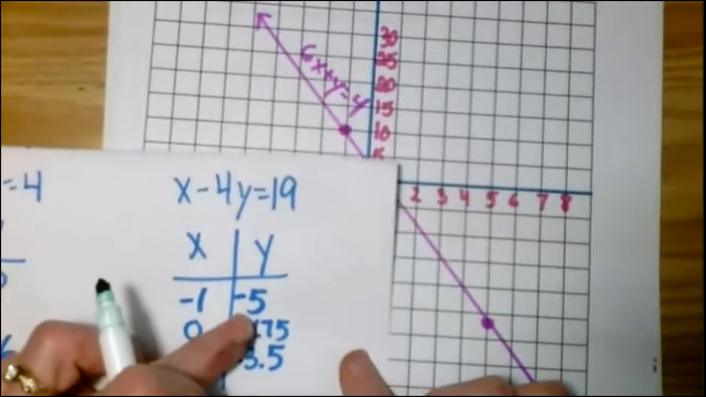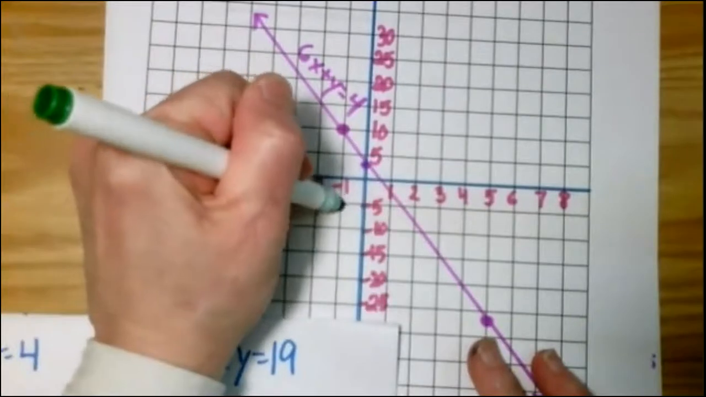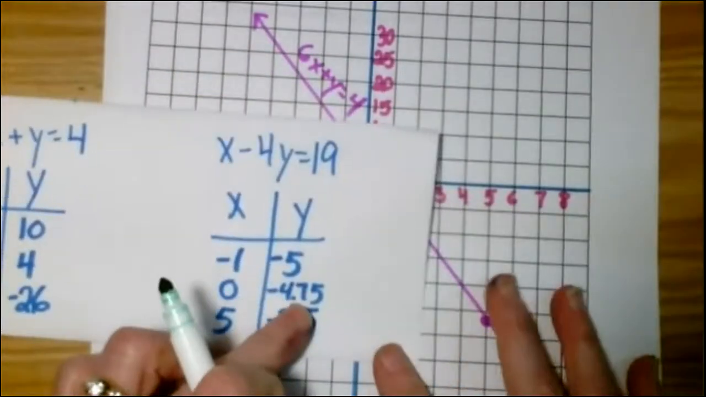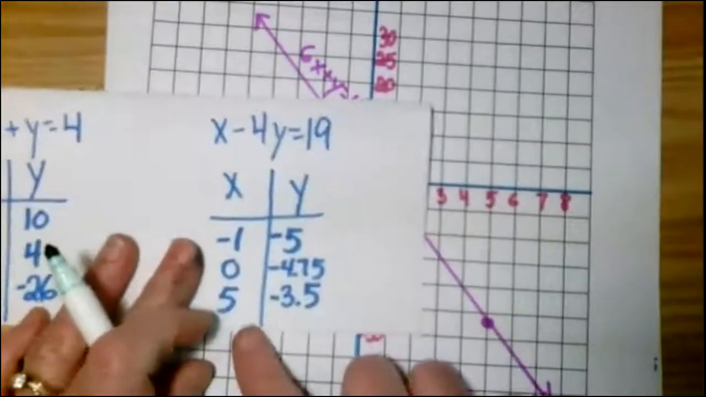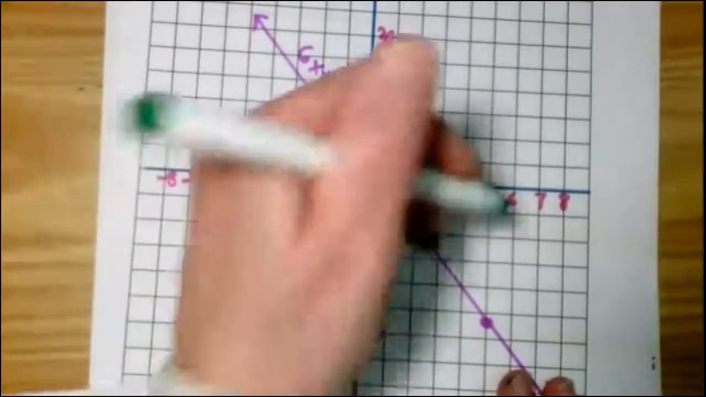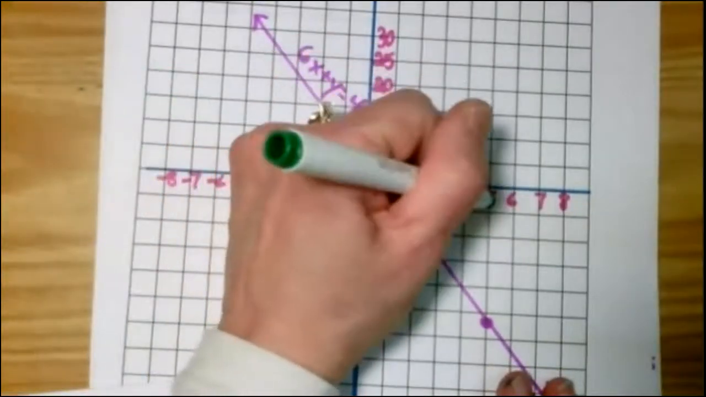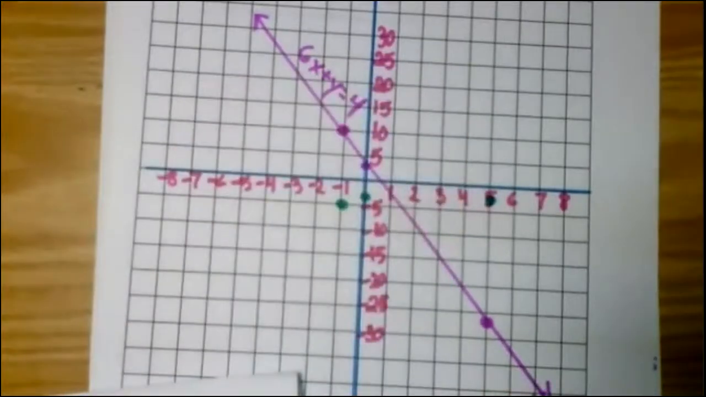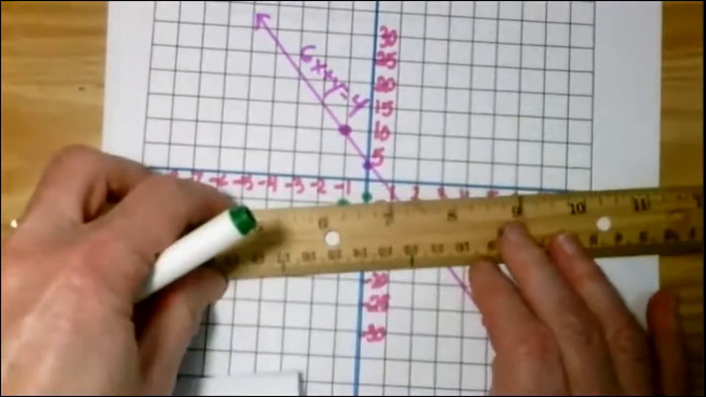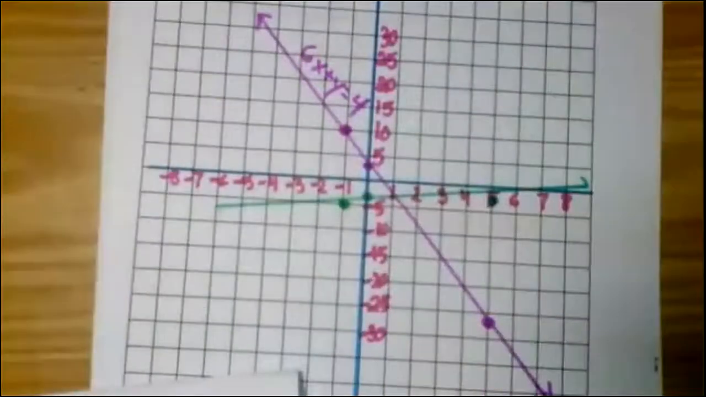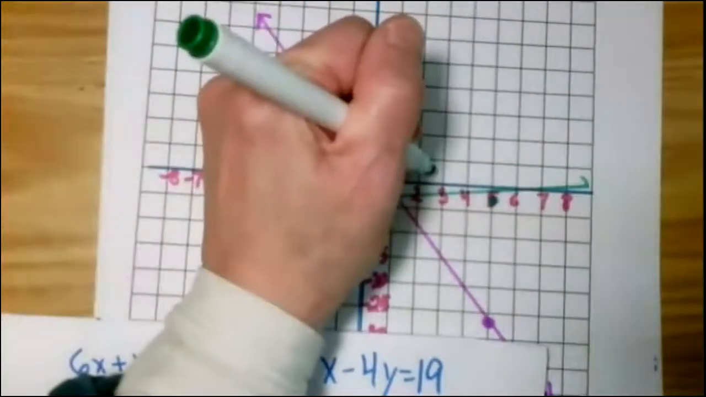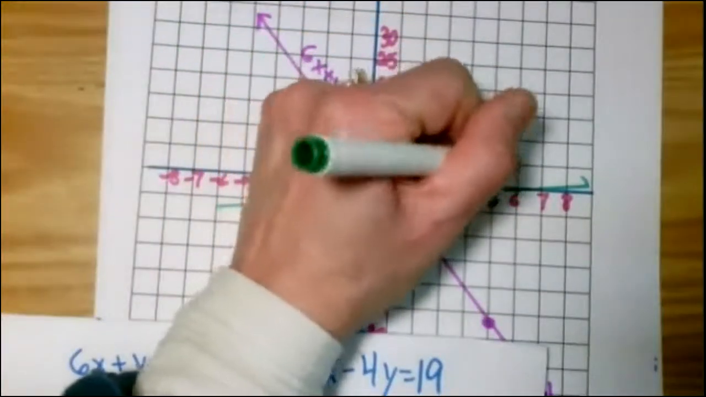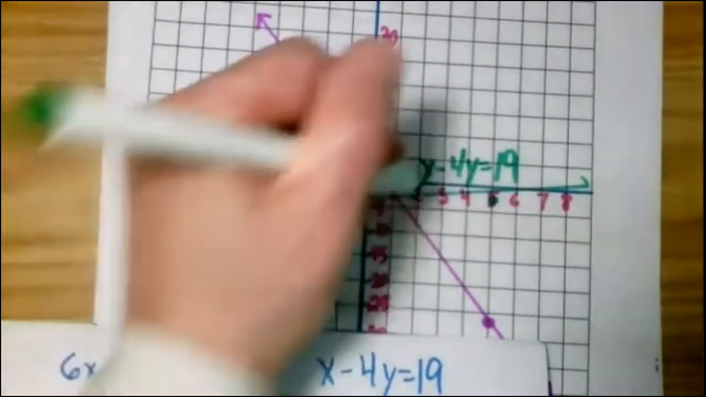So we have negative 1, negative 5; 0, negative 4.75, which is about there; and 5, negative 3.5. We don't have to be exact like we had to on the last unit because this is an estimate, remember. So that one is x minus 4y equals 19. Okay, and this is our point of intersection.